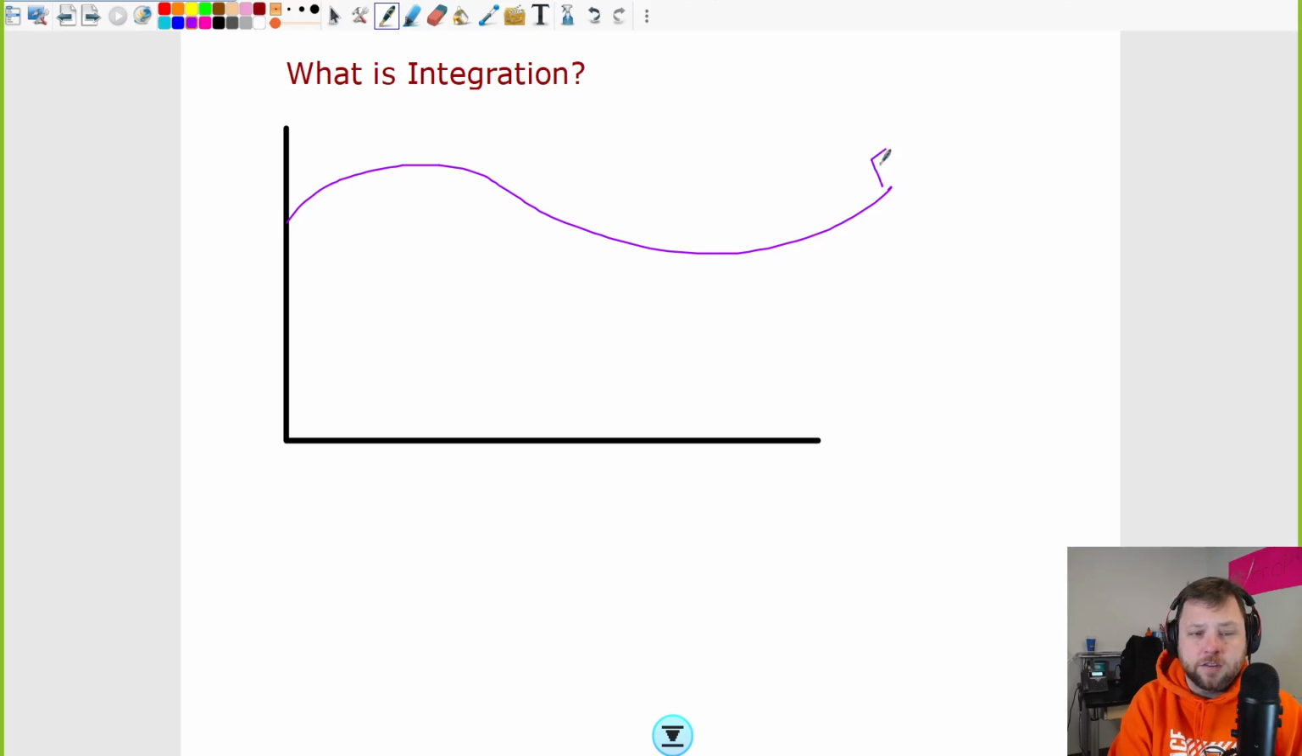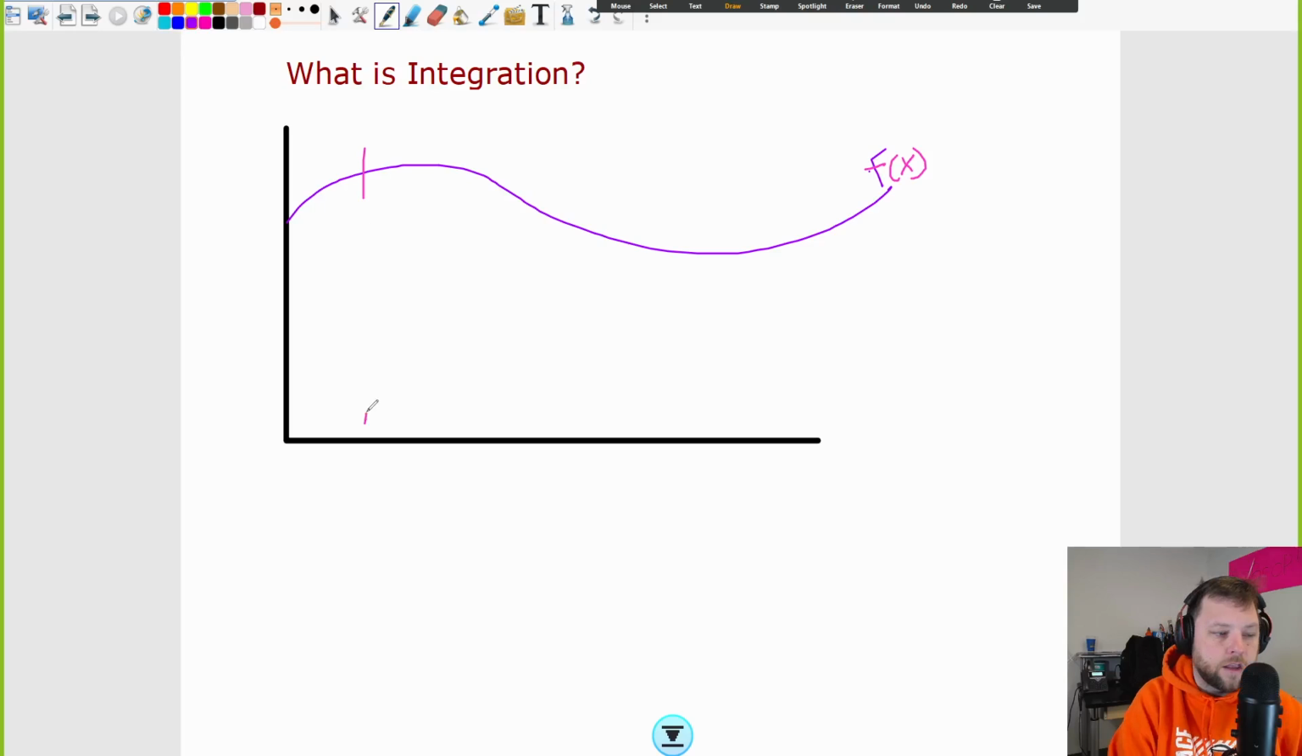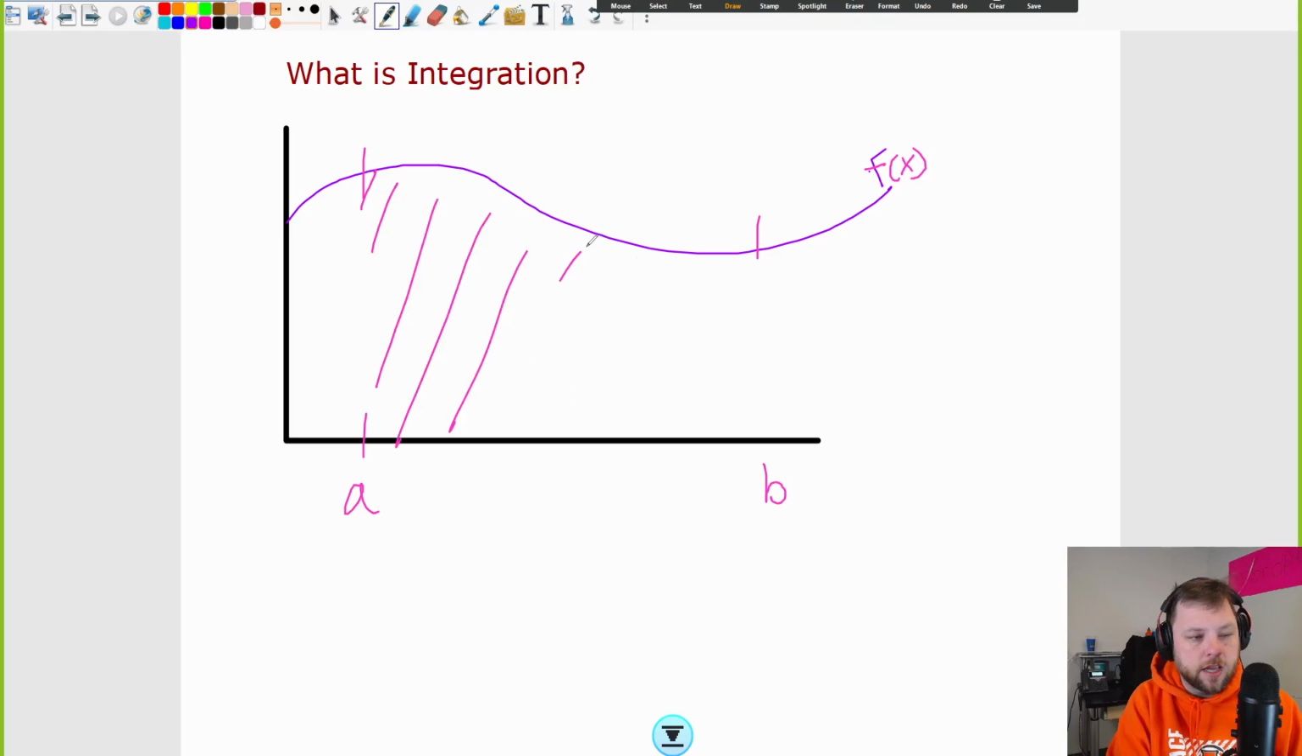So I got my curve. And when I say curve, it's just the line, the function. So this is my function f of x right here. And it doesn't have to be a curve. It can be a straight line. And the idea is that you go from some section A to B or some distance. Instead of finding, like, derivative is the slope, it's the area under the curve. So it's like all this area.